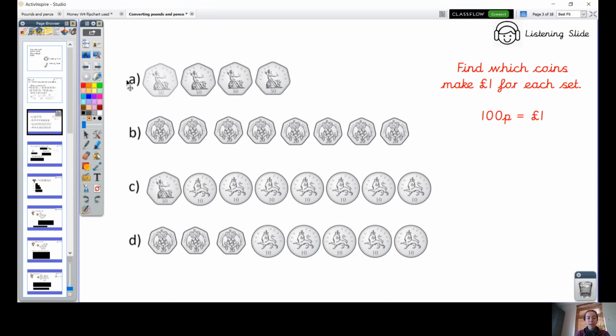So let's have a look at set A together. For the moment, we've got 4 50p's, haven't we? How many of those coins would make £1? Have a think first. Yeah, a bit like the last slide, 2 50p's make a pound. What about set B? Here we've got 8 20p's. How many of those 20p's would make a pound? Have a think first.